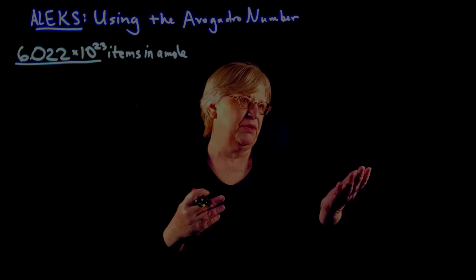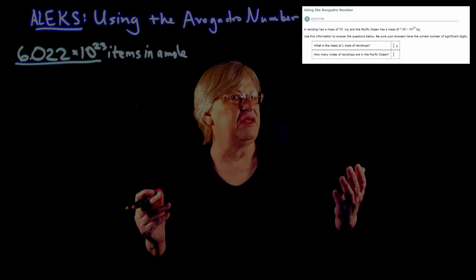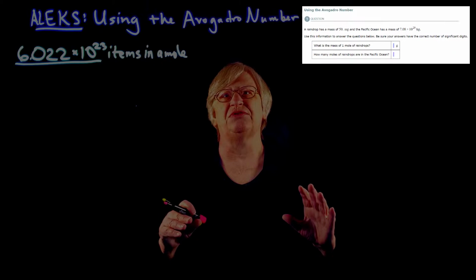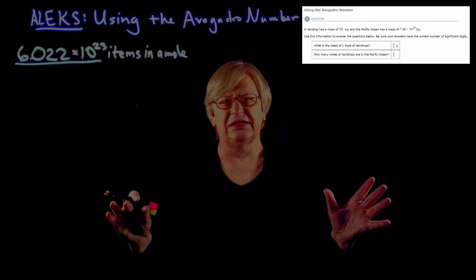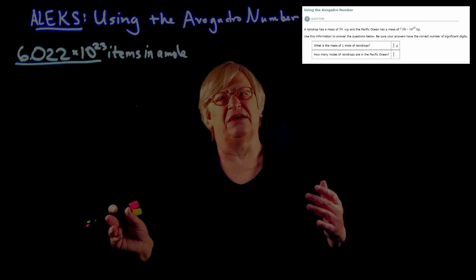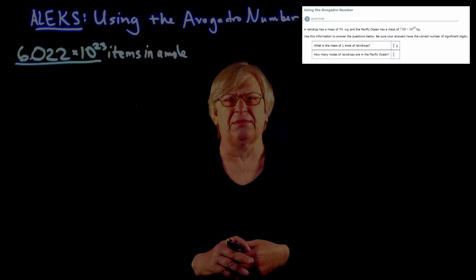And in this problem, we're going to be looking at raindrops. And we're going to say how many moles of raindrops are there in the Pacific Ocean. Now, the Pacific Ocean is an enormous place, and raindrops are fairly small. So this isn't a bad use of the idea of moles. So let's look at this and see what we can come up with.